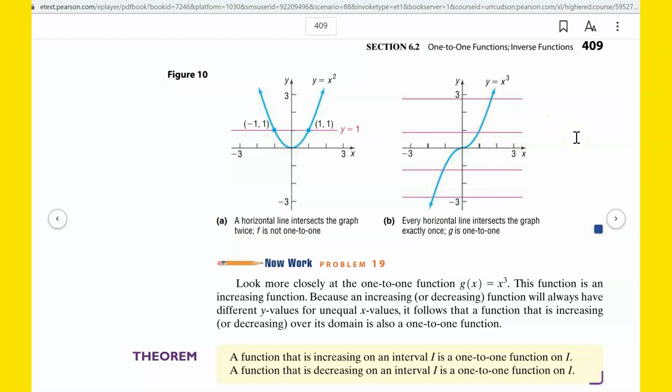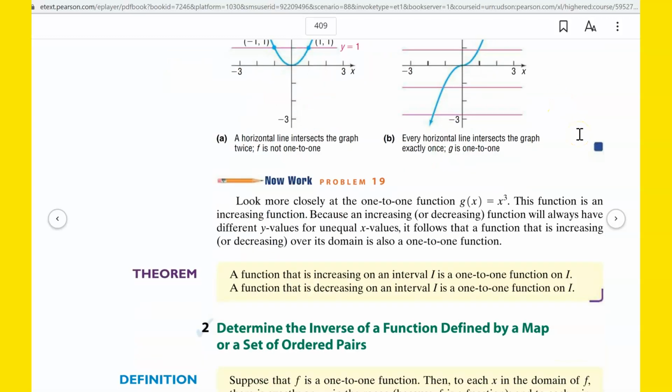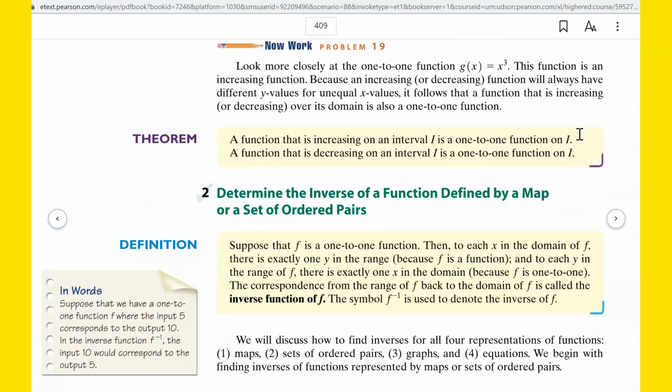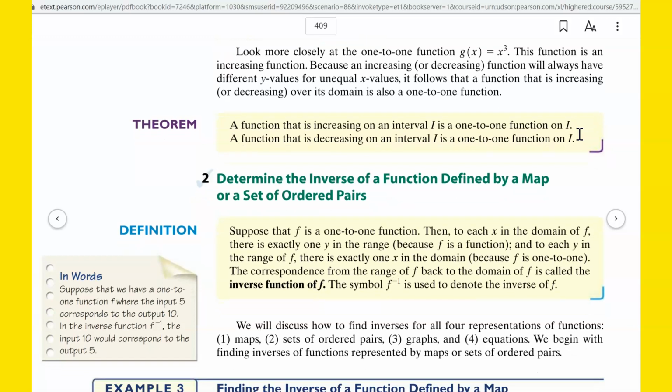So it is one-to-one. Let's say you had the output 8. There's only one x value that would give you an output of 8, and it's 2. Negative 2 would give you an output of negative 8. So it would be one-to-one. Every one of those inputs would only have one output, and every one of those outputs would only have one input.